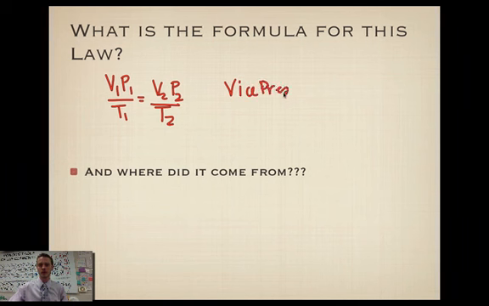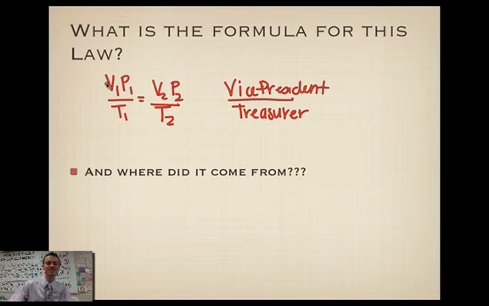So vice president over treasurer, and that's how I try to remember it. Obviously, that's volume 1 times pressure 1 divided by temperature 1 equals volume 2 times pressure 2 divided by temperature 2.